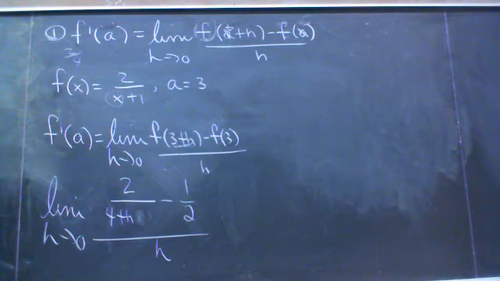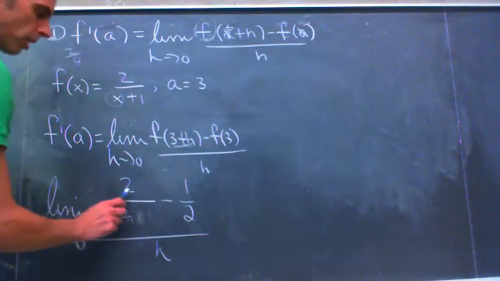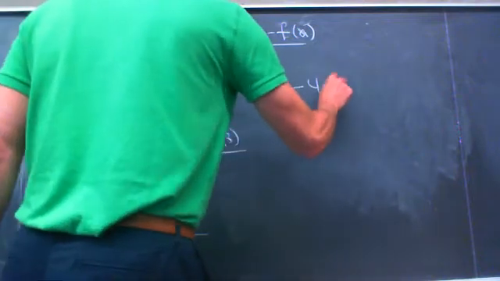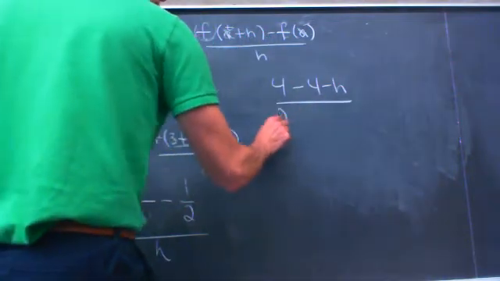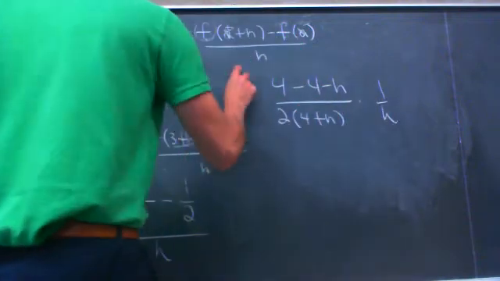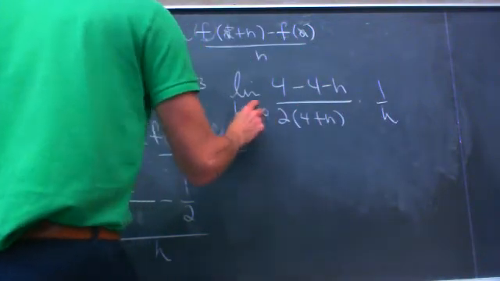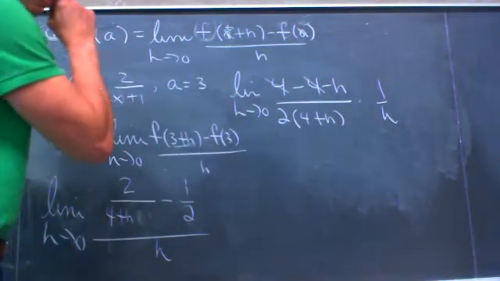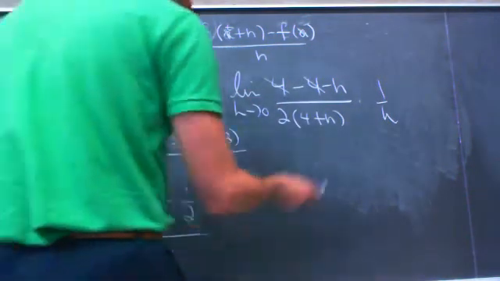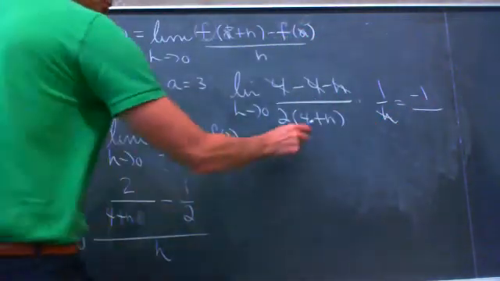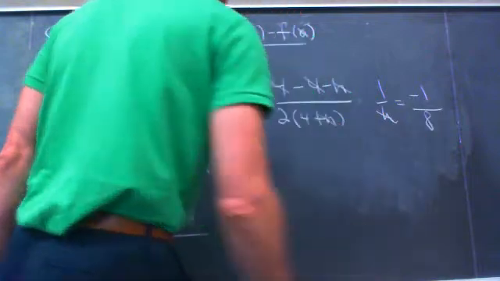So I'm going to get a common denominator. 2 times 2 is 4, minus 4 minus h, all over the bottoms multiplied, invert and multiply. And it's the limit as h goes to 0. The 4s will divide out, cross out to give you 0. These divide out to give you negative 1, and when h goes to 0, I'll get negative 1/8.